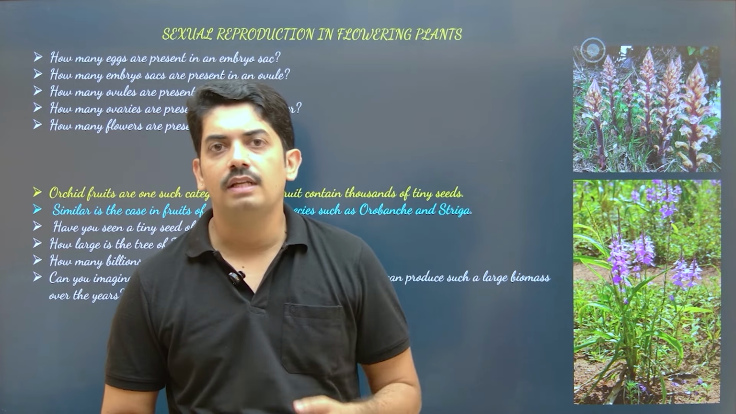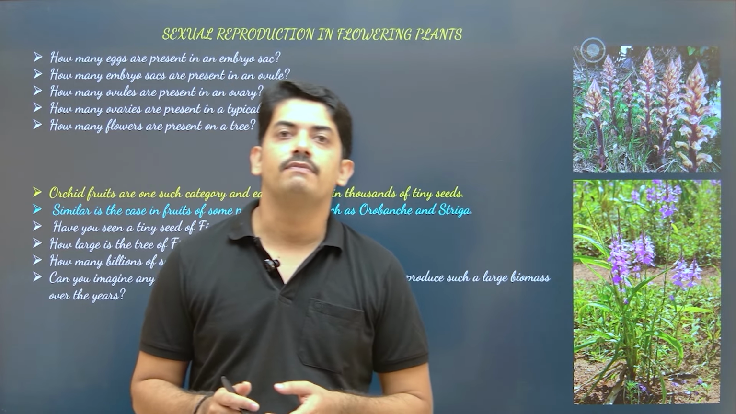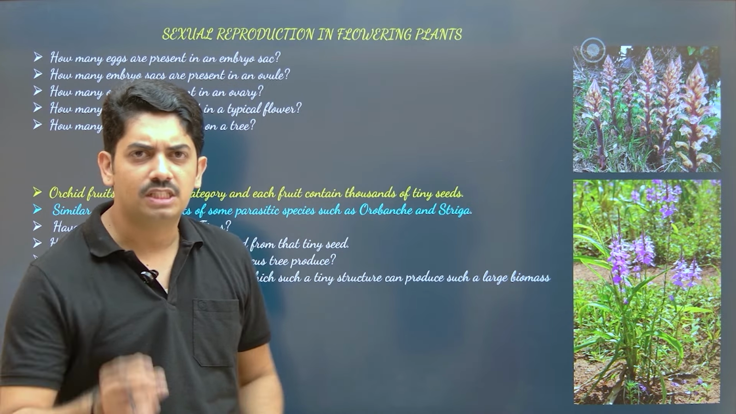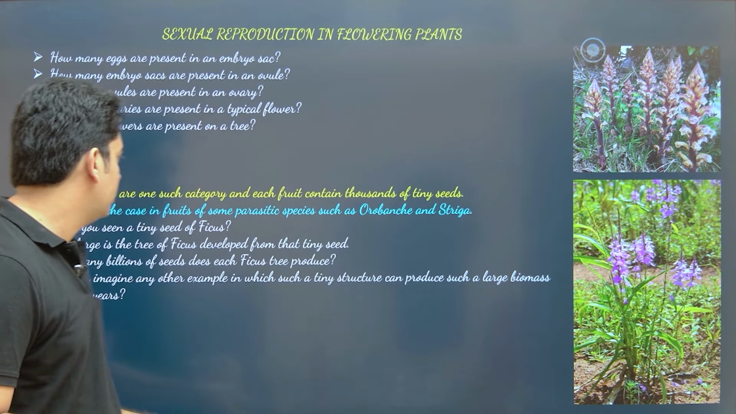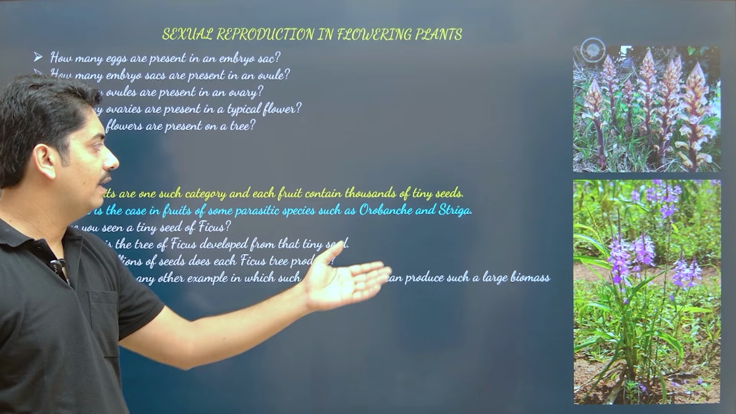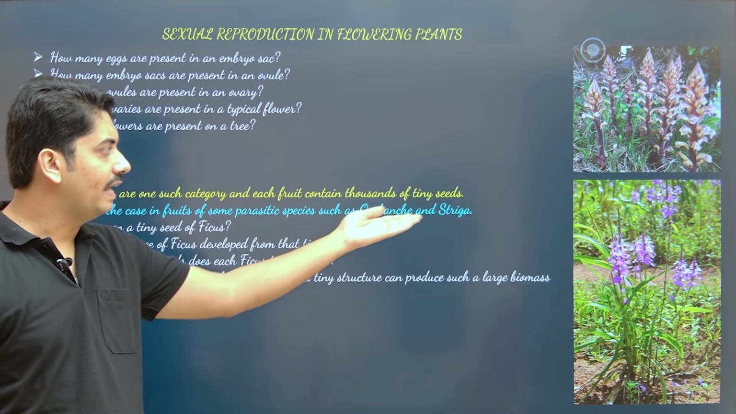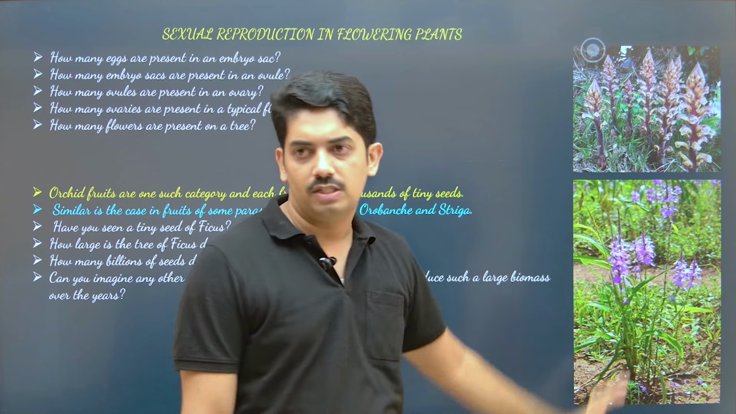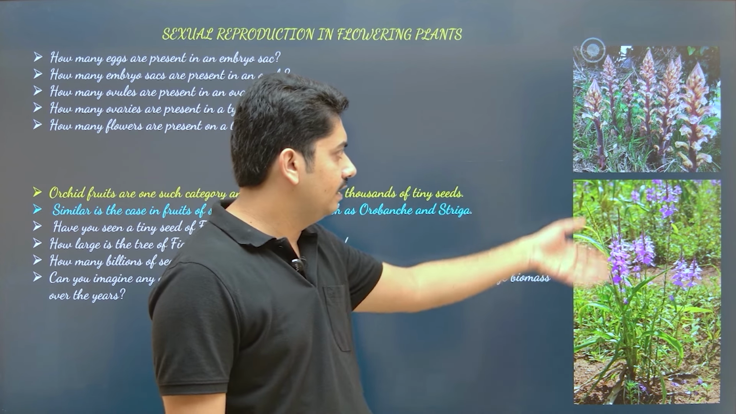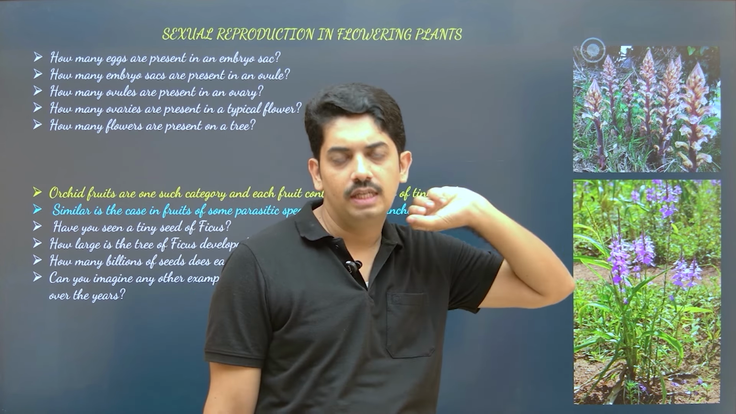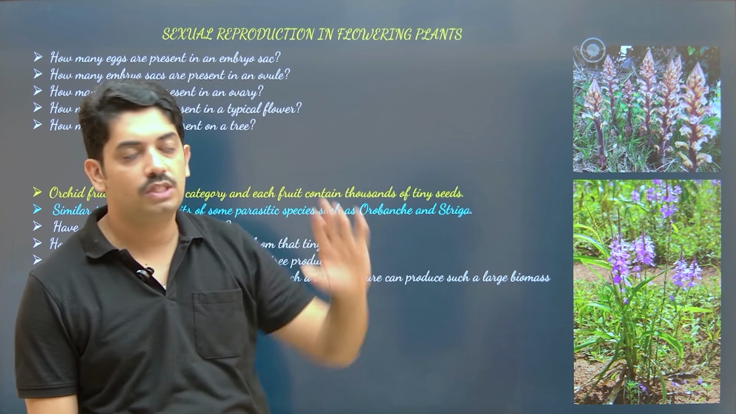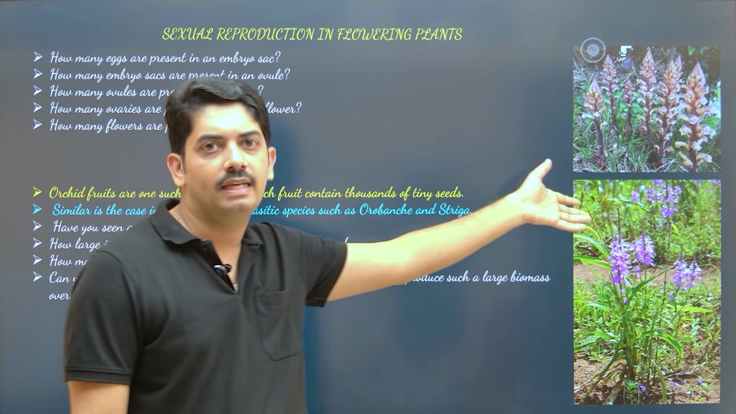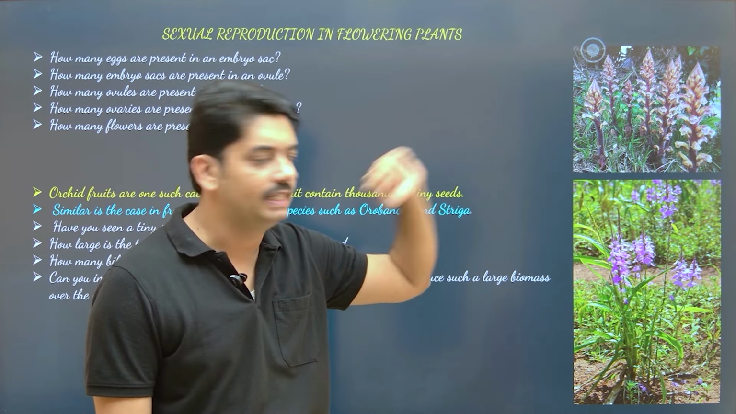If possible, you just observe the vanilla pod. Inside that vanilla pod, thousands of tiny seeds are present. There are two more examples, that is Orobanche and Striga. Here I have given the Orobanche and Striga. You can see the plants. If you observe their fruits, inside that it produces thousands of seeds. They are parasitic plants. So in examination they may ask this example as a parasitic plant.